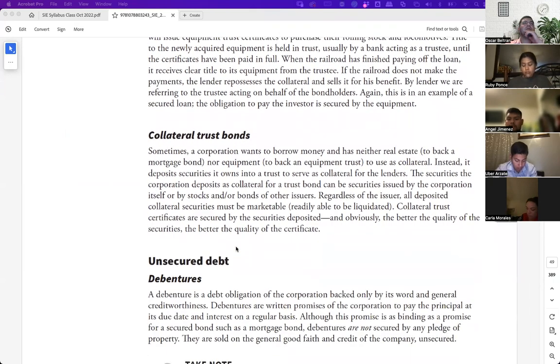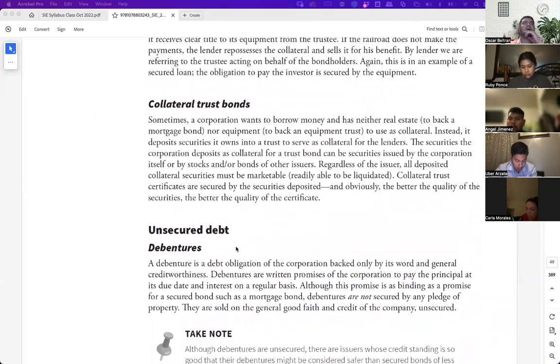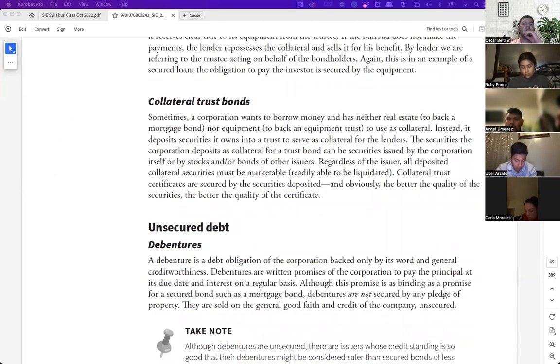All right, now here we have collateral trust bonds. Collateral trust bonds are literally going to be backed by securities, so stocks, bonds, that kind of stuff. And why do you think an investor would want to do that instead? Why do you think? It's more safe. For liquidity. Exactly, liquidity. That's the main reason they're doing that.